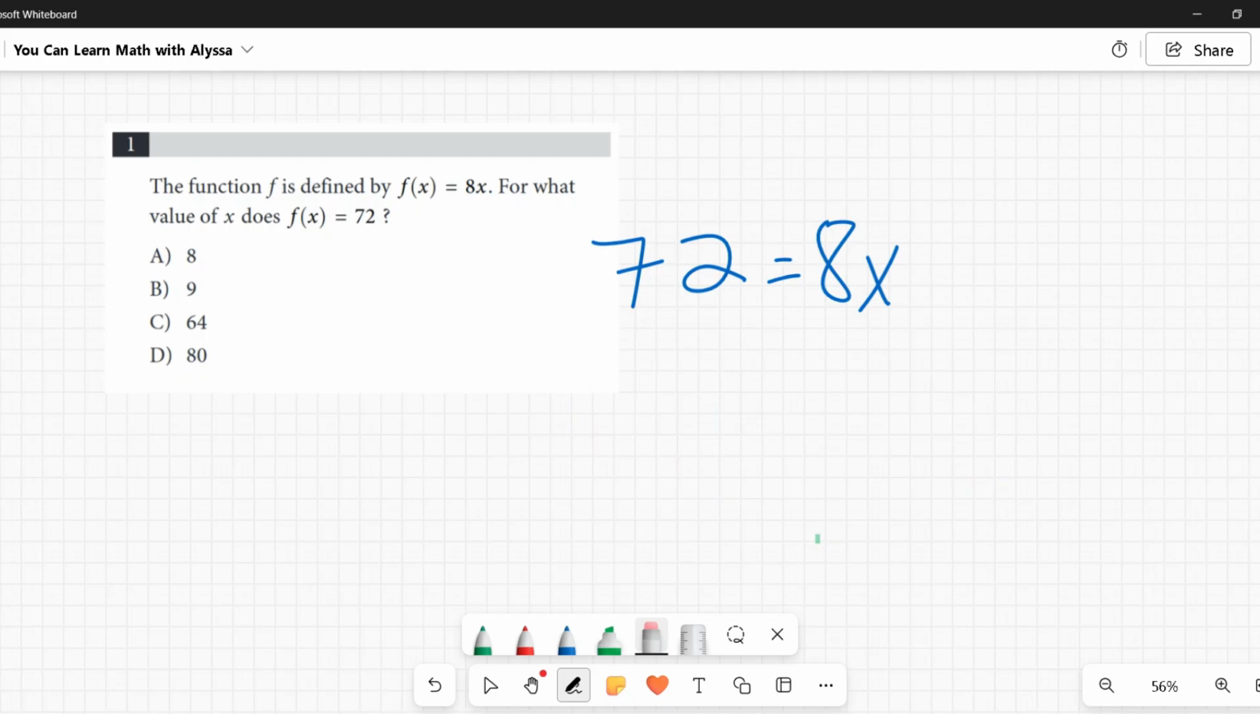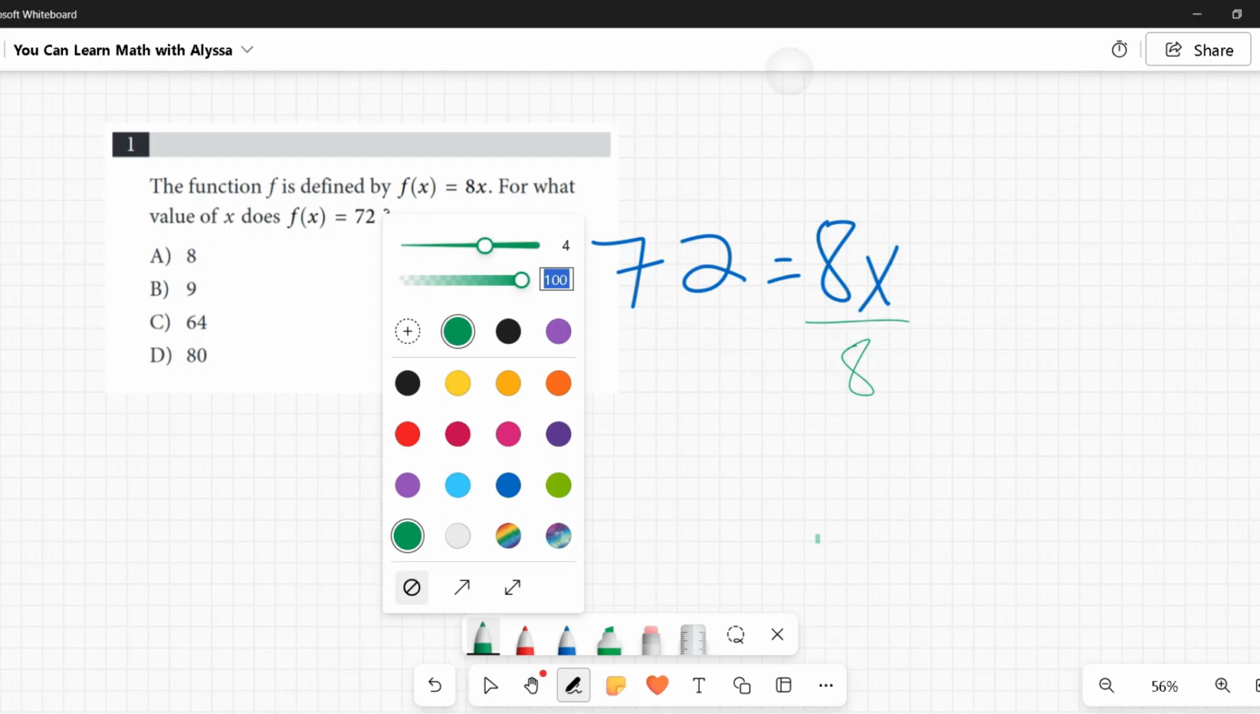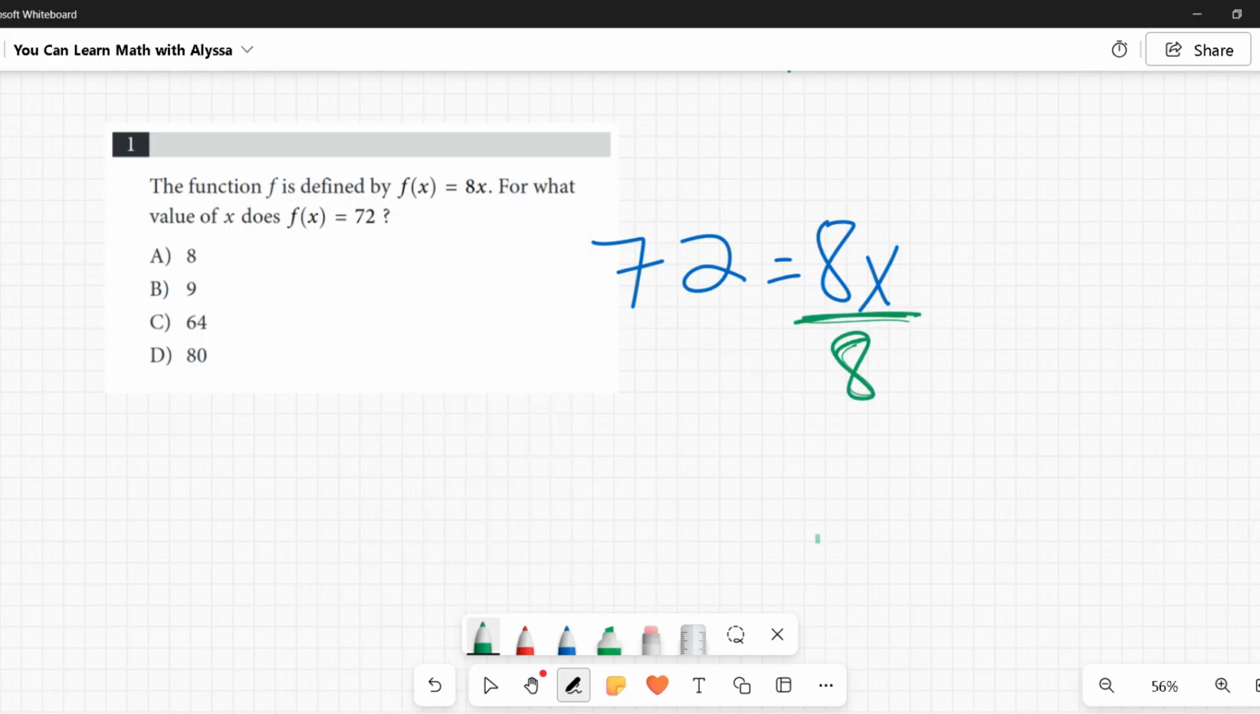And now it's just a simple matter of solving for x. When we solve an equation for x, we want to undo what's been done to x. Here, x has been multiplied by 8. The opposite of multiplication is division. So I'm going to divide by 8.